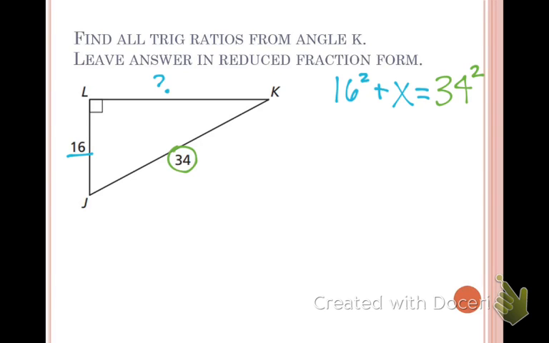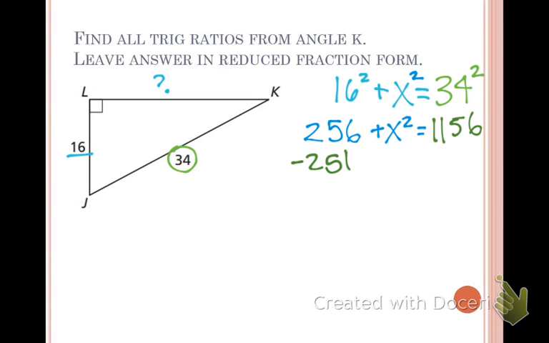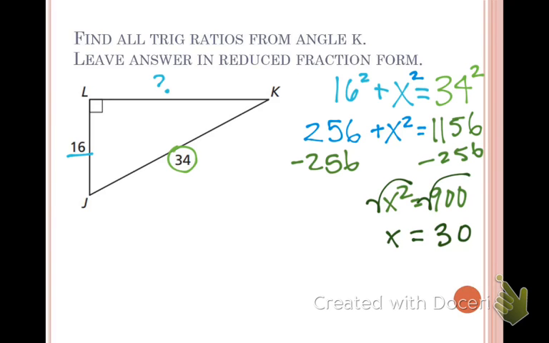16 squared, I'm pretty sure, is 256. Please check me. Yes. Okay. Oof, forgot my square. All right, 34 squared is 1156. Subtract 256. And x squared equals 900, yeah? All right, take the square root, and what does x equal? 30. So this missing side is 30.